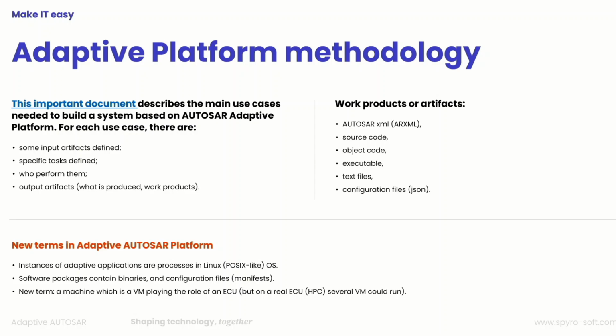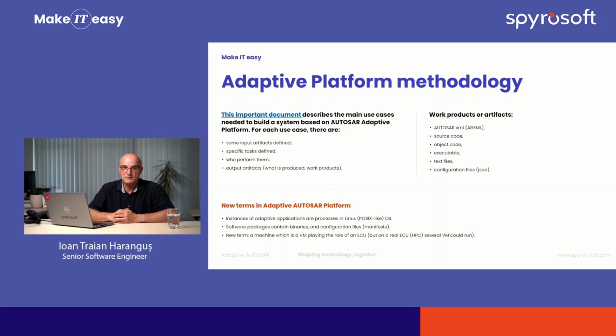Of course, there are some new terms in Adaptive AUTOSAR platform which are already used now. For example, machine, which is replacing the ECU, because in our case it could be a virtual machine where the software is running. Software packages, which are containing the binaries of our applications, and of course the configuration files, which are obtained from the manifest files. And of course instances of our adaptive applications, which are processed in Linux POSIX-like operating systems.